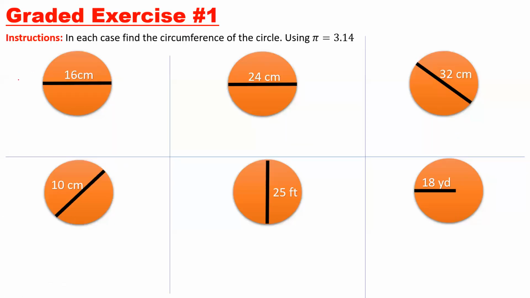So for this, let's say that this is number 1. Let's say that this one here is number 2. Let's say that this one here is number 3. Let's say that this is number 4. This is number 5. And this is number 6. All right.